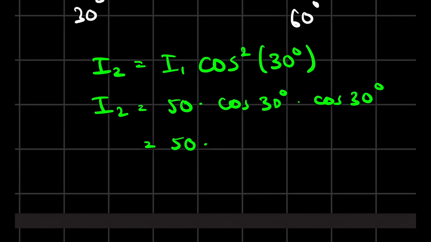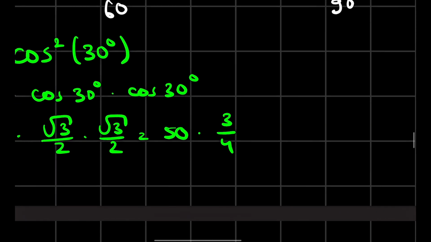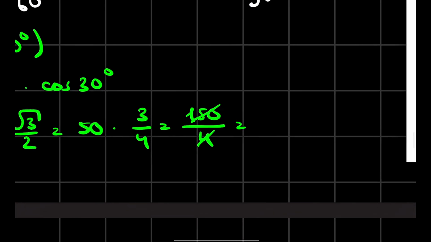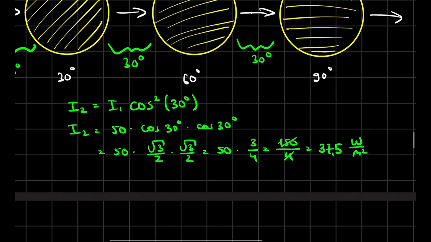times, cosine 30 is square root 3 divided by 2. Here we have again square root 3 divided by 2. Below we have 4. Above we have just 3, because square root 3 multiplied by square root 3 gives us just 3 itself. So above we have 150, and below it would be 4. If we cancel it, we would have something like 37.5 watts per meter squared.